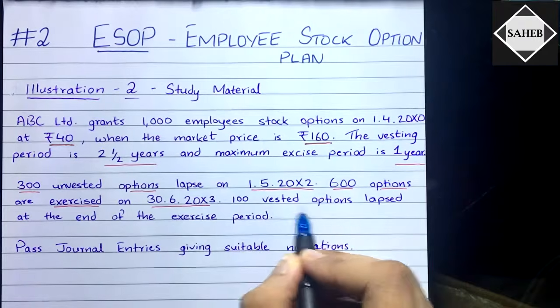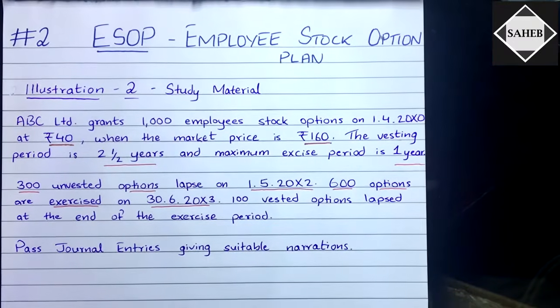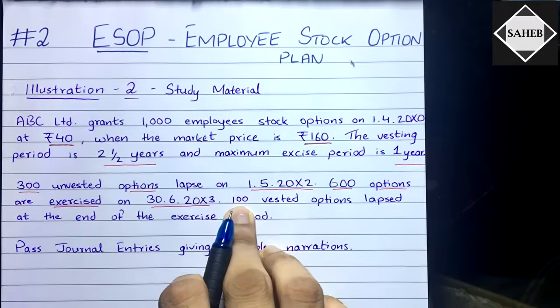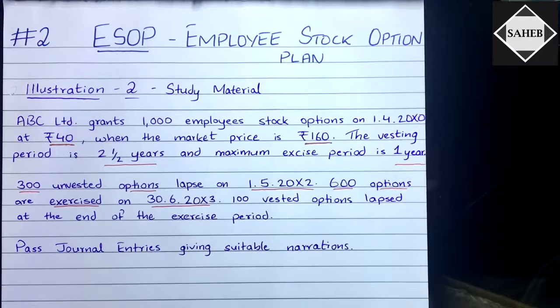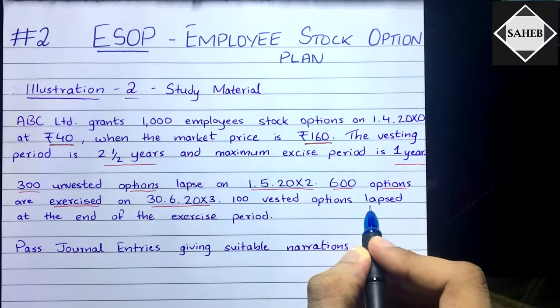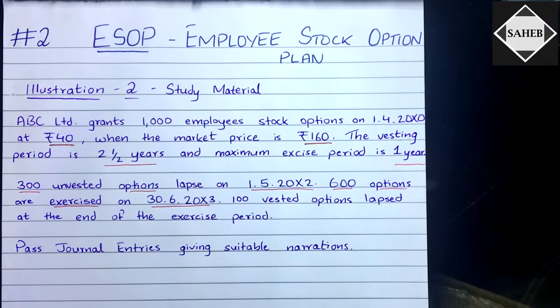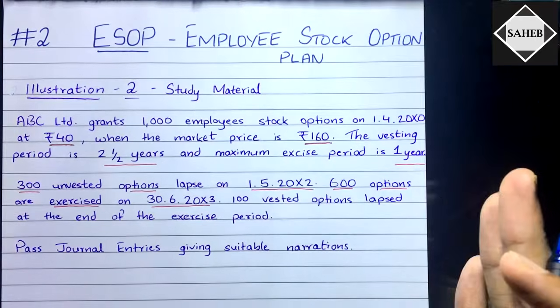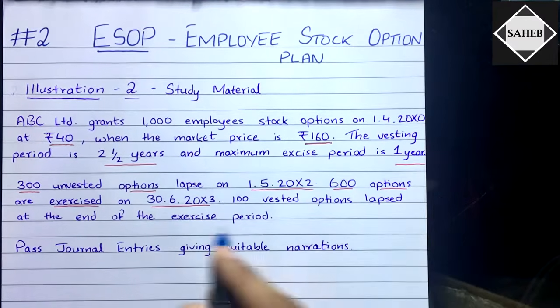Then what? 100 vested options lapsed at the end of the exercise period. What has happened over here? Some employees waited for too long, they didn't exercise their options. They didn't purchase the shares. So those options got lapsed, those options expired because they didn't exercise their right. If they don't exercise their right and the exercise period finishes, your options will become lapsed, expired at the end of the exercise period.